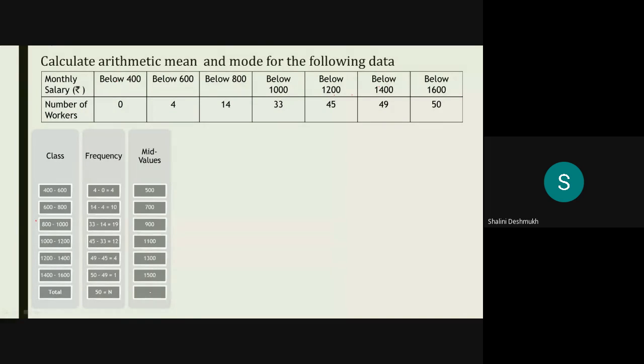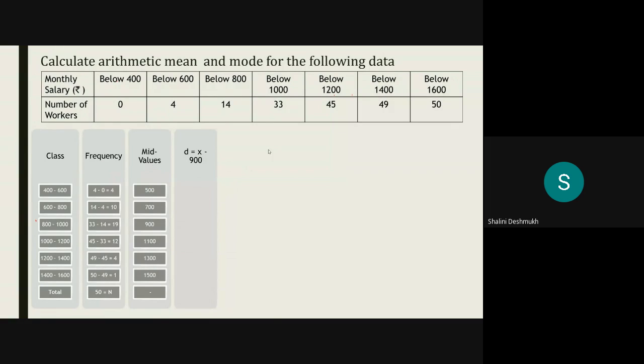Okay. Now, what is the next step? We have to find f into x. This is x, right? It's the mid value x. Frequency is f. So we have to find fx, that is f multiplied by x. The next column will be that. Wait a minute.